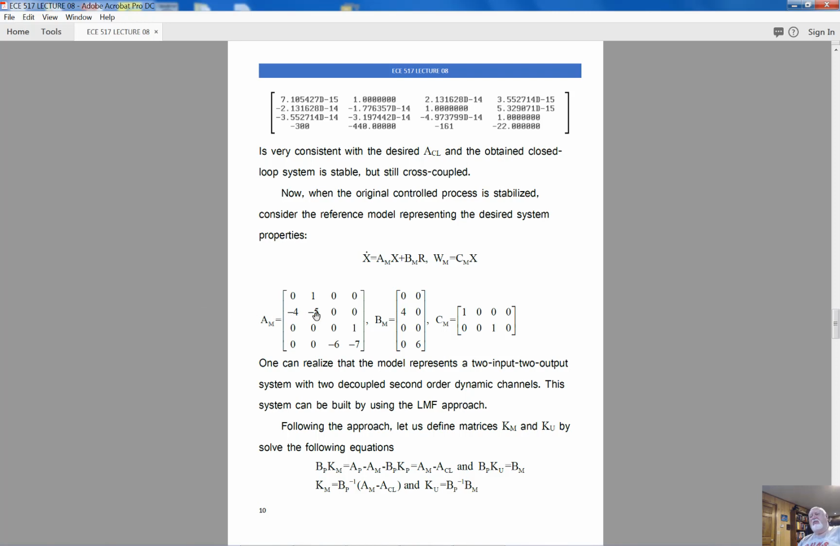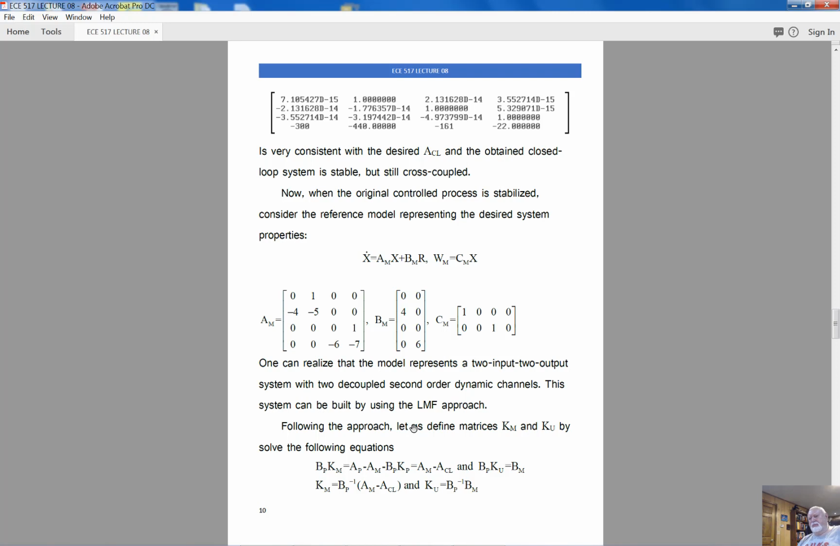You know, these numbers -4, -5, and -6, -7 probably refer to the desired overshoot and settling time, and I don't worry about this part. My problem is to build a system that would be a decoupled system. You also should realize that our model represents a two-input, two-output system with two decoupled second-order dynamic channels. And it's our goal to build such a system using the linear model following approach.